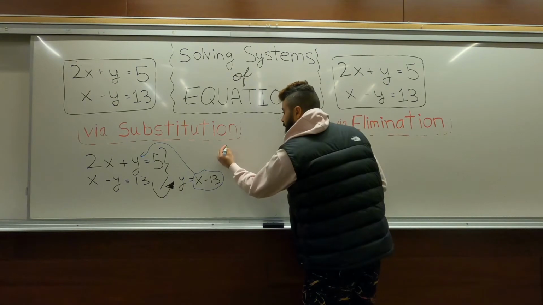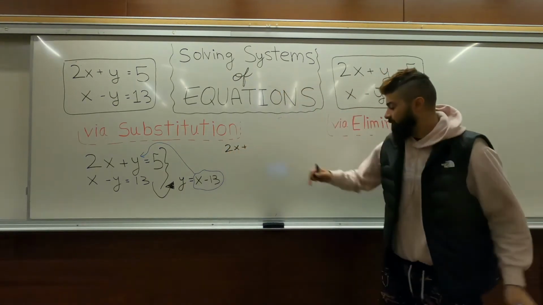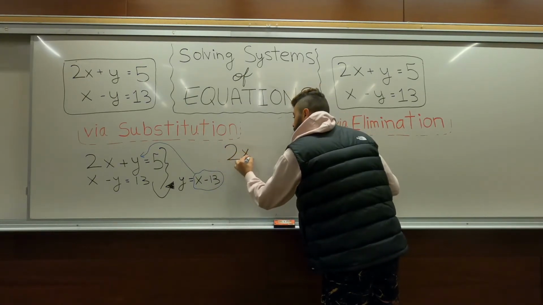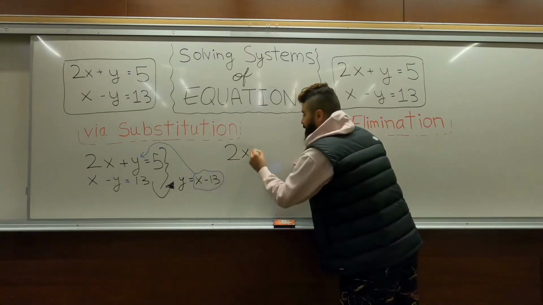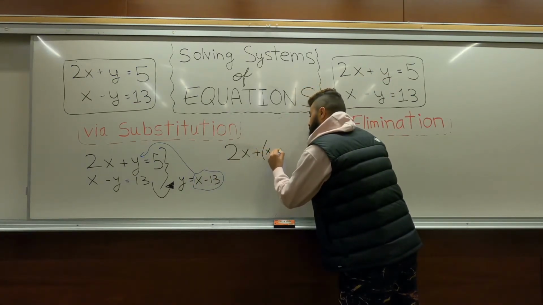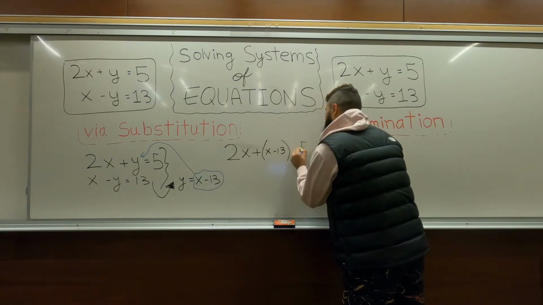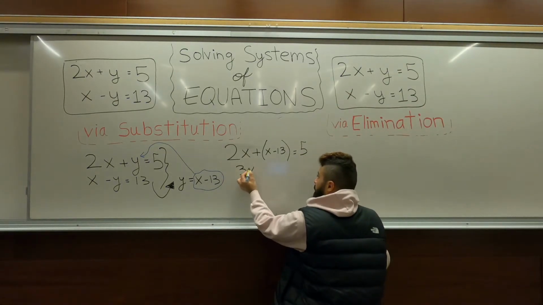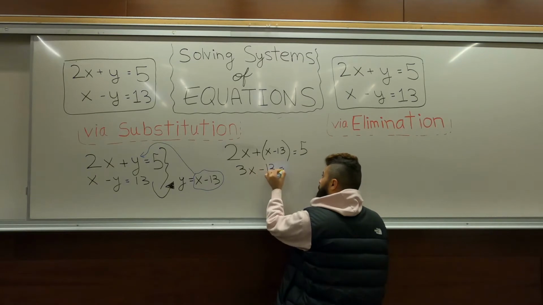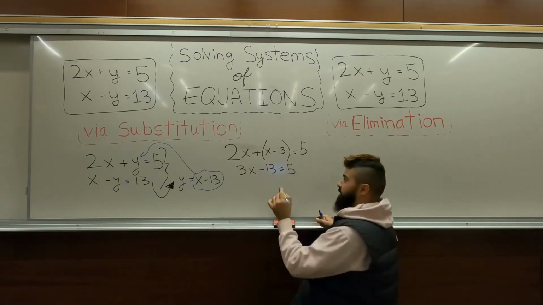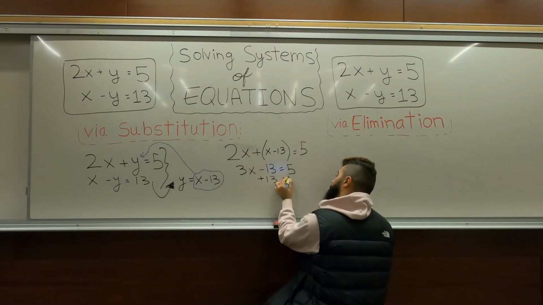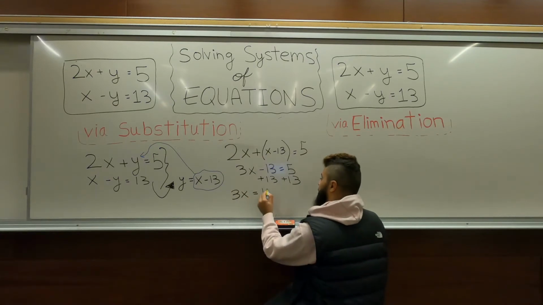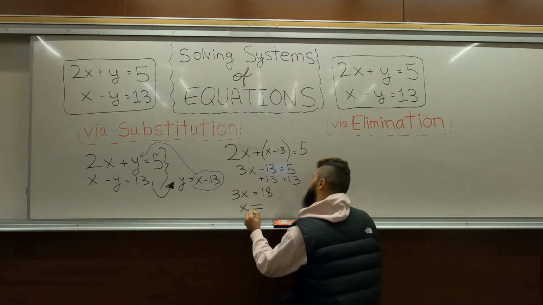So we have 2x plus, instead of y, let me write that bigger, 2x plus, now it's going to be x minus 13, equals 5. Okay? We're going to combine the like terms. Okay? We're going to add 13 to both sides. And then we get that 3x is equal to 18. So x is equal to 6.